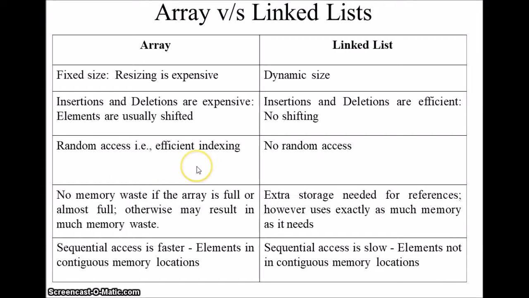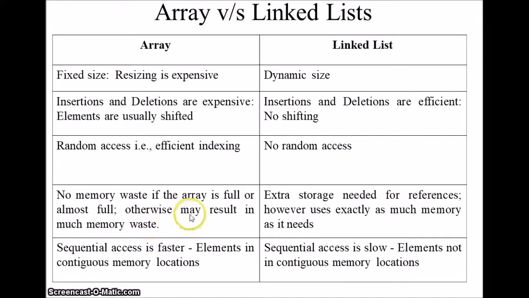Random access is efficient in arrays because of indexing. If you have an array consisting of 100 elements and you want to access the 50th element, you can directly specify the index as 50. But that is not the case in a linked list. If a linked list contains 100 items and you want to access the 50th item, you need to traverse from the first item to the 50th item, from the beginning of the linked list. So random access using indexing is not possible in linked list.